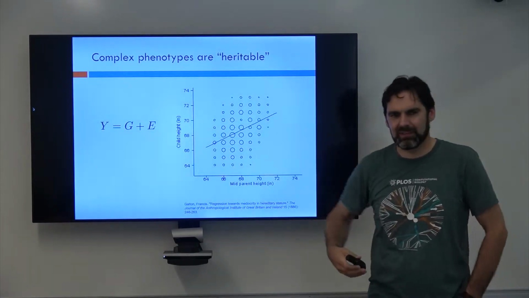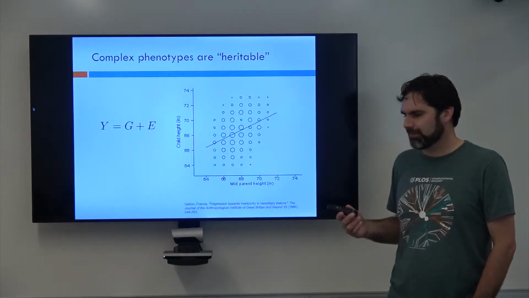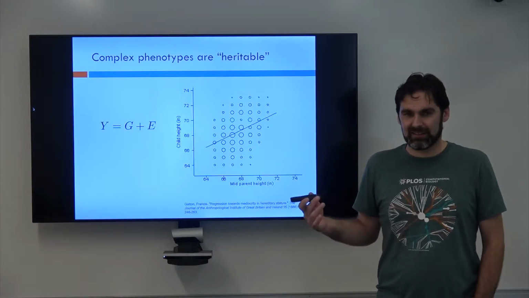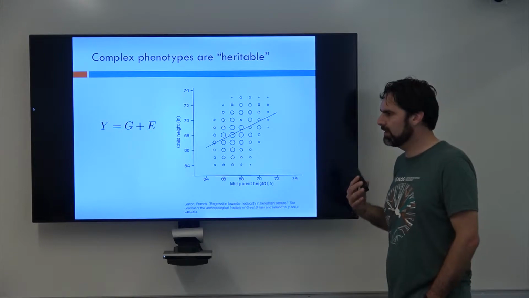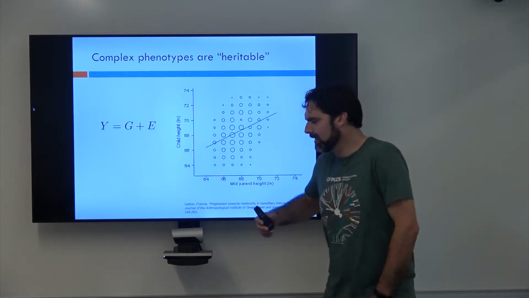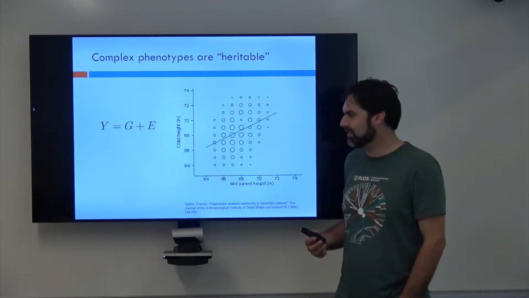If there's a complex phenotype that you kind of look like your parents on, a lot of times we suspect that that has a genetic component, not always, but oftentimes it has a genetic component. And as geneticists, we're really interested in understanding what that is.